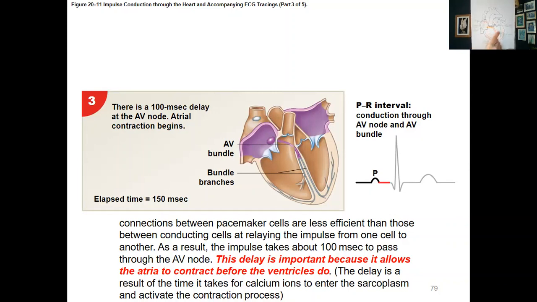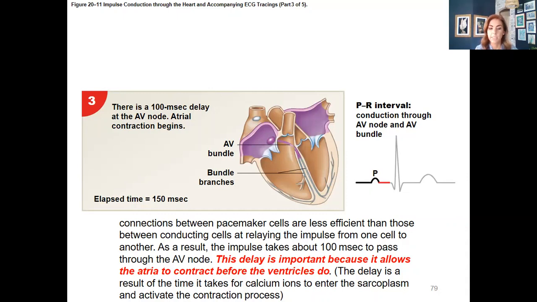Because if these start squeezing and contracting, these valves are going to close. So we need to completely get the blood out of the atria, get it into the ventricles so that we have our proper flow of blood through the heart. This delay at the AV node will allow that to happen before these AV valves close up due to the increase in pressure from the ventricular depolarization. So the delay is important. Make sure that you know that we have that little delay there.